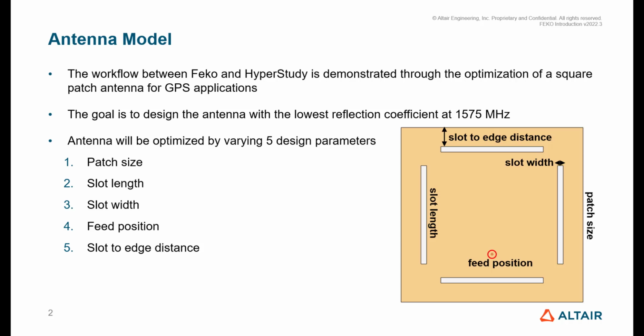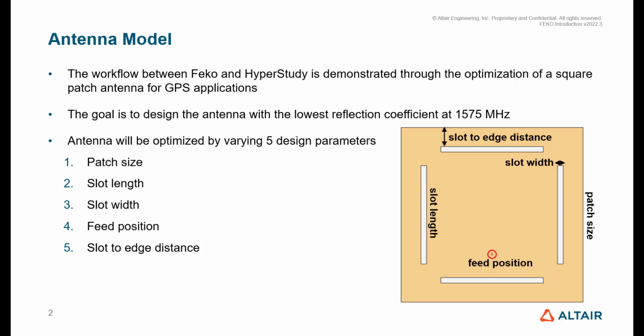The antenna is a slotted square patch on a metal-backed FR4 substrate. This design can be optimized by adjusting the size of the patch, slots, and the feed position. Here, we basically have 5 design parameters in terms of patch size, slot length, slot width, feed position, and the distance of the slot from the edge of the patch.